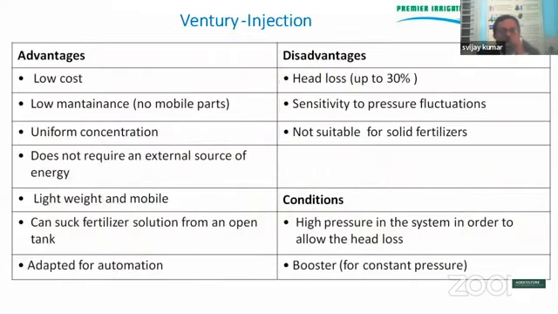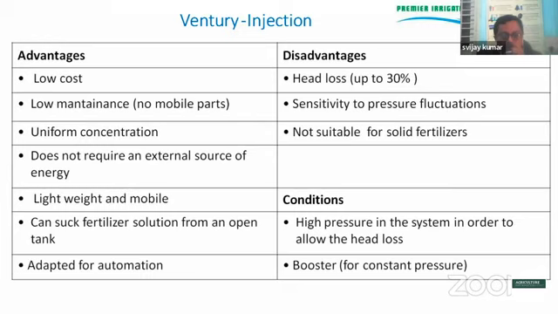And what are the advantages of using the Venturi injector? One is that it's very low cost. It has very low maintenance. There are no moving parts. The concentration remains uniform. This is one of the major advantages of the Venturi. It does not require any external source of energy, and the same pump that is used to drive your drip irrigation will also drive your Venturi.